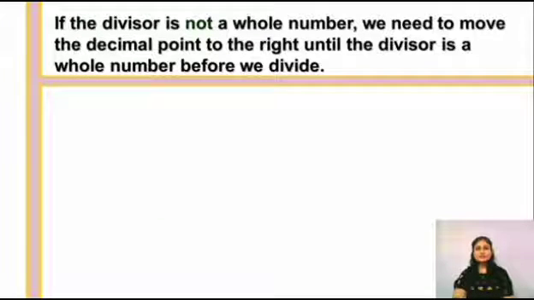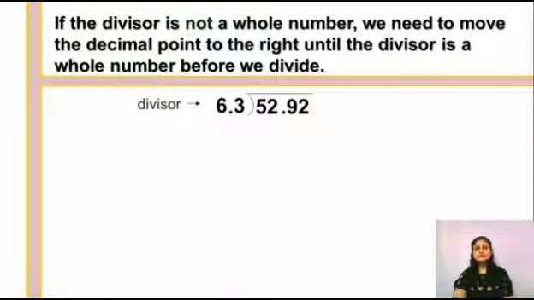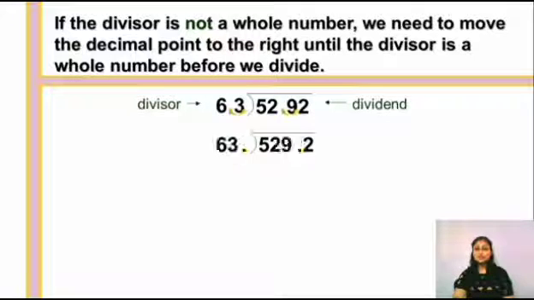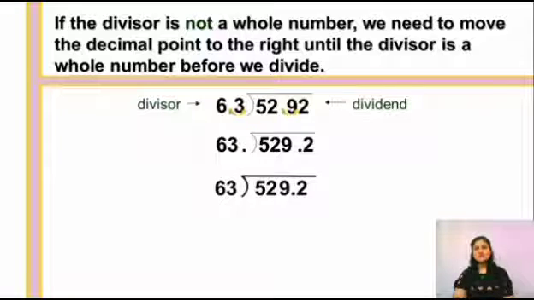If the divisor is not a whole number, we need to move the decimal point to the right until the divisor is a whole number before we divide. Here we have a decimal point, so we move it in both the divisor and dividend. We have moved this decimal point 1 position to the right. Now we have 63 and 529.2.